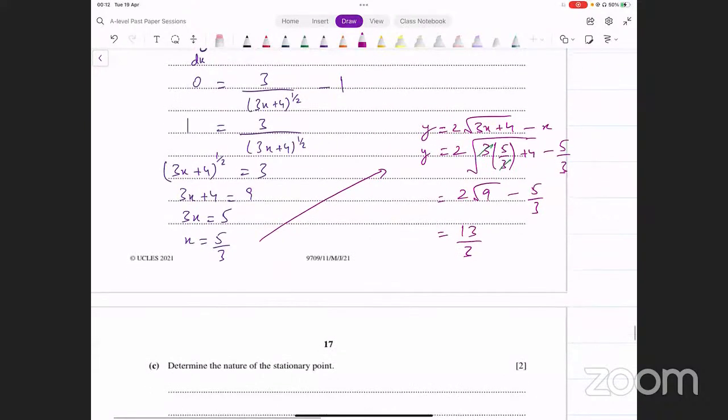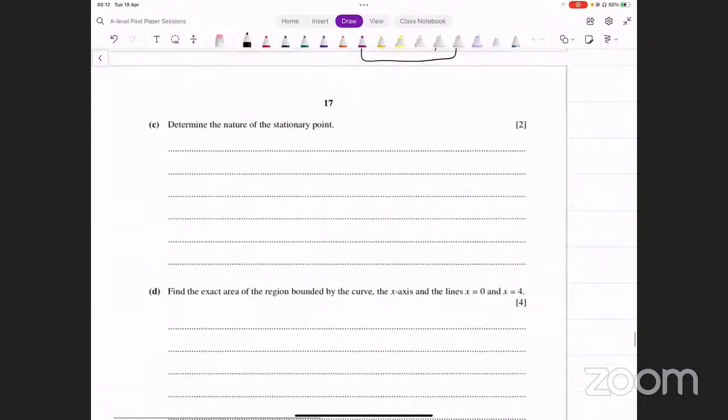The coordinates that we were looking for, they are going to be 5 over 3 and 13/3. इसको ऐसे ही छोड़ दें, इसको डेसिमल्स में ना कन्वर्ट करें बिकॉज डेसिमल में एग्जैक्ट नहीं आएगा. ठीक है, this is better. You just leave it like this. These are the coordinates. ठीक है. Let's move on to the next part.